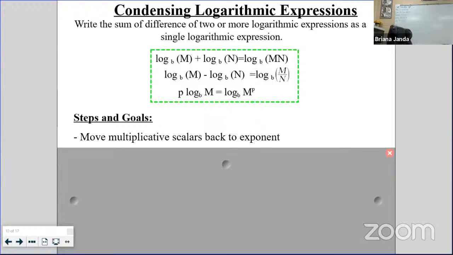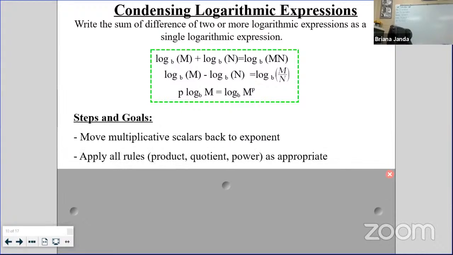Okay, here's our steps and goals. The very first step I will always do is start by moving all scalar multiples, which means those numbers sitting in front, back to being an exponent. Same thing as we did. After I've done that, now start applying my power, product and quotient rules. Again, all positive things came from our numerator, all negative things came from our denominator, putting it back together to be like one fraction or one expression.